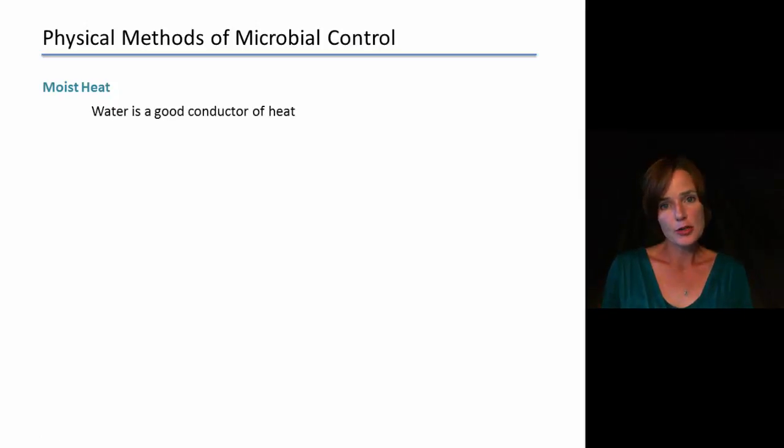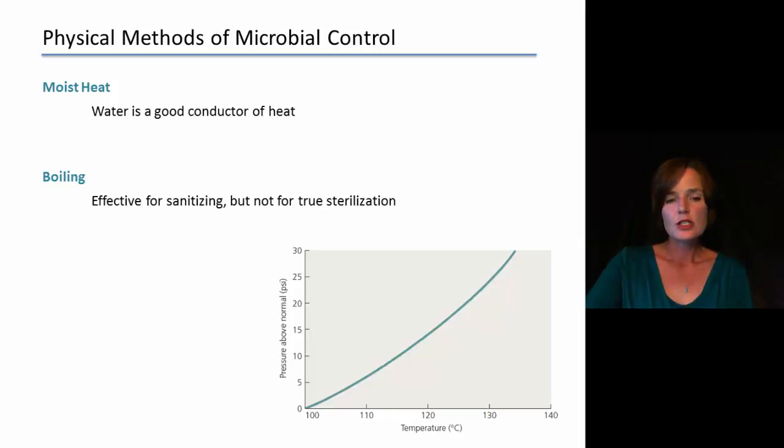When we're talking about utilizing temperature, there is a difference between using dry heat and moist heat. Moist heat is always going to be more effective, and that is because water is a really good conductor of heat. So if we're talking about boiling, that would be an example of using moist heat. This is very effective for sanitizing, but it's not real effective for true sterilization.